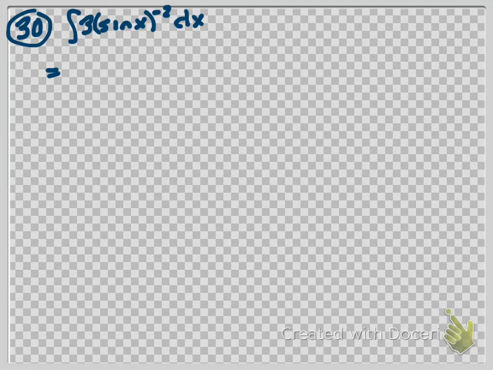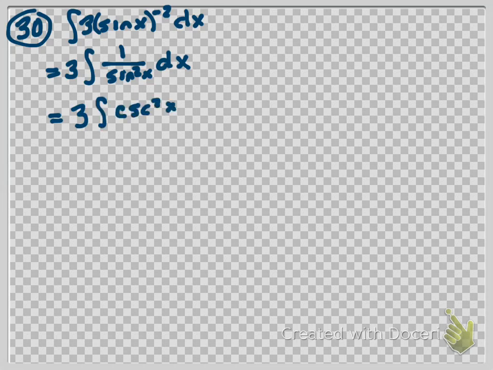I'm going to pull the 3 out front, and I'm going to rewrite sine x, the quantity raised to the negative 2 power, as 1 over sine squared x dx. So that's the cosecant. And I forgot that they throw some in the middle of this that aren't really U sub problems to see if you're awake. And I clearly wasn't. Okay, so we have the integral of cosecant squared x dx.